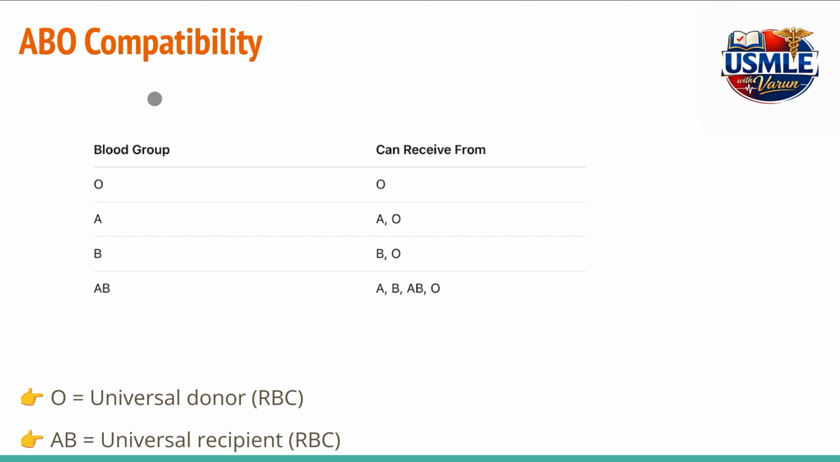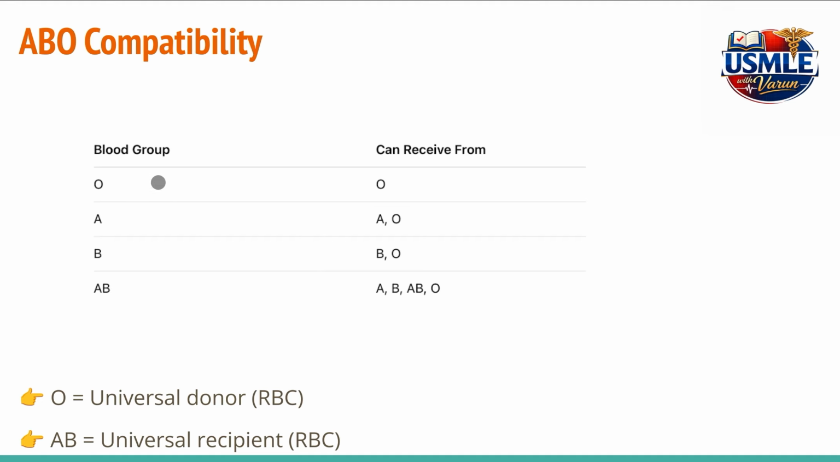So coming to ABO compatibility. This is a must memorize concept for whenever we transfuse red cells or give PRBCs to a patient. We need to remember that O is the universal donor because it has neither A nor B antigens, whereas AB is the universal recipient because it has no antibodies. Most acute hemolytic reactions occur due to ABO incompatibility. So this is an extremely important concept.